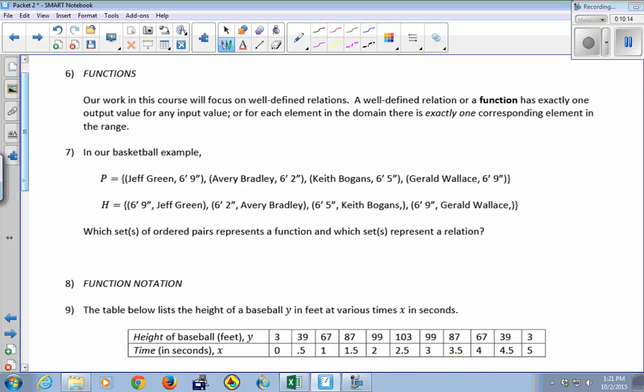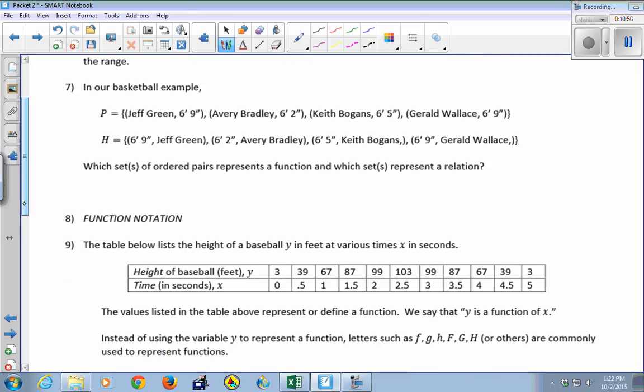All right, so our work in this course is going to focus mostly on well-defined relations. So we're almost always going to be dealing with a relation that's well-defined. Each thing in the domain gets paired to exactly one thing. You know exactly which thing it is in the range. And a well-defined relation is also called a function. It's just another name for a well-defined relation. It's called a function. It has exactly one output value for any input value. Okay? Or, in other words, for each element in the domain, there's exactly one corresponding element in the range.